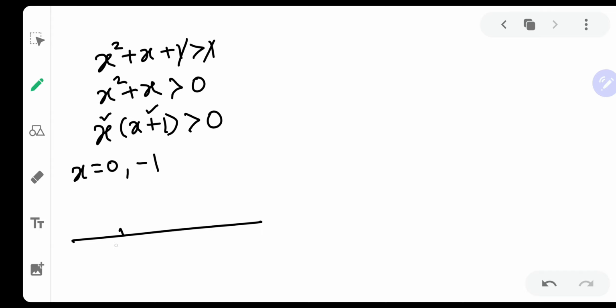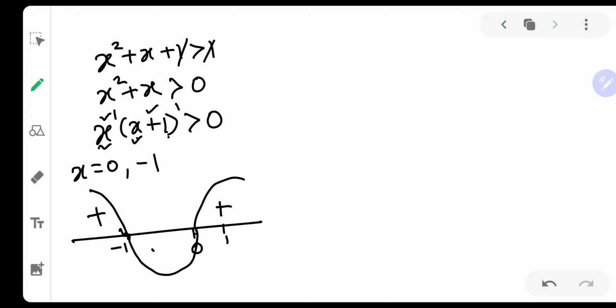Then you plot a number line, over here minus 1 and over here 0. After 0 there comes a number, let us say 1. You put the value of x as 1 over here. So 1 into 1 plus 1 comes out to be 2, which is positive. Hence the wavy curve starts like this, and after that the wavy curve comes down. Why? Because the power of x is 1, and the power of x plus 1 is also 1, which is odd. Hence there will be a change of sign. Hence positive, and this is negative.